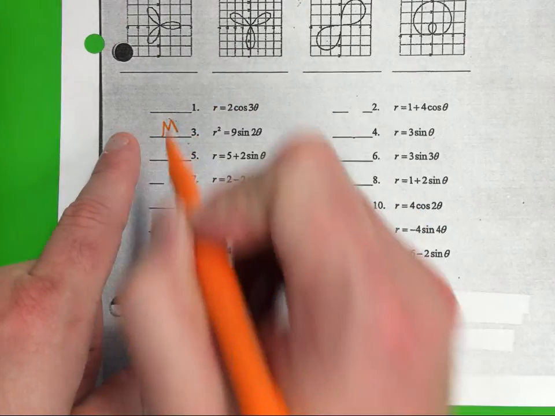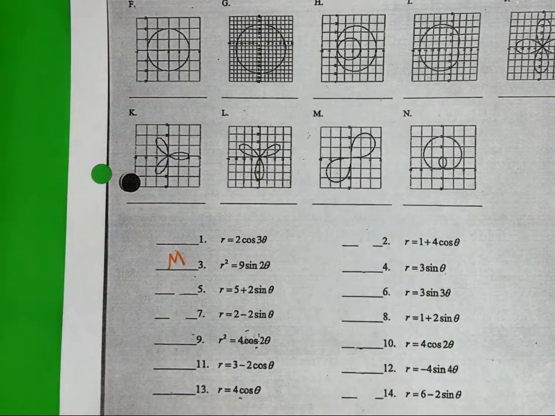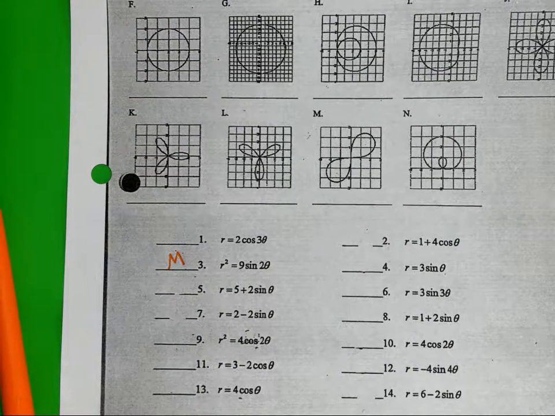Number 3 is M. You're not going to have one. Number 3, this one is kind of turned on its side. I don't know why they did that there, but I'm trying to give you that one so you have it. The rest of them you should be able to figure out.